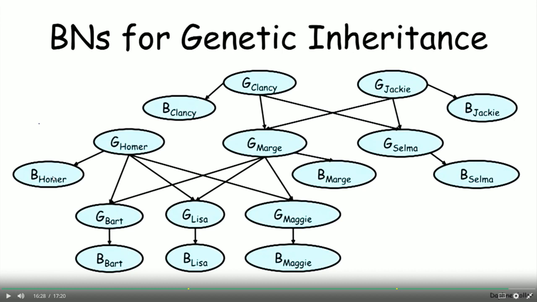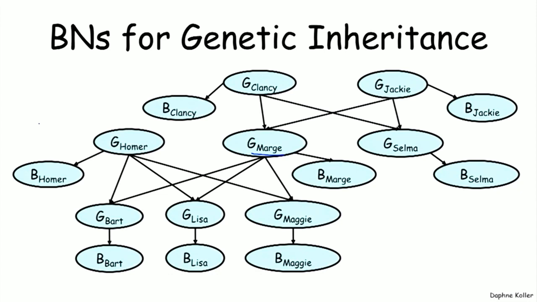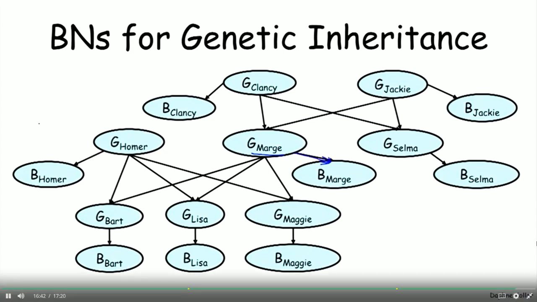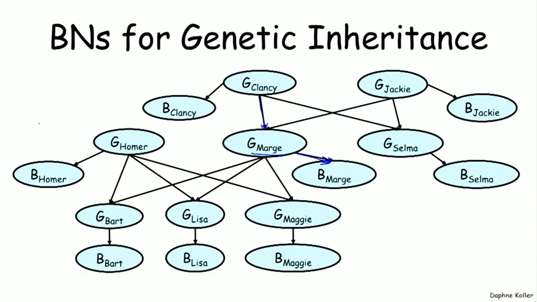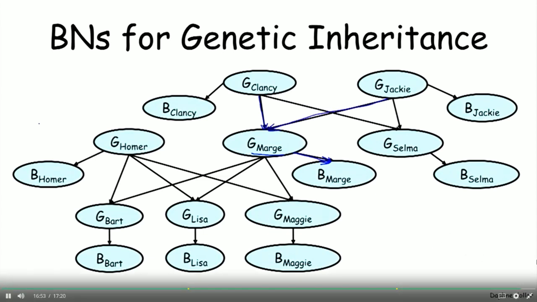We have a genotype variable which takes on 6 values, one of the 6 values that we saw before, and the phenotype, in this case the blood type, depends only on the person's genotype. We also see that a person's genotype depends on the genotype of her parents because, after all, she inherits 1 chromosome from her mother and 1 chromosome from her father.